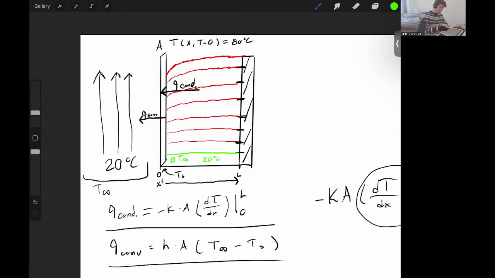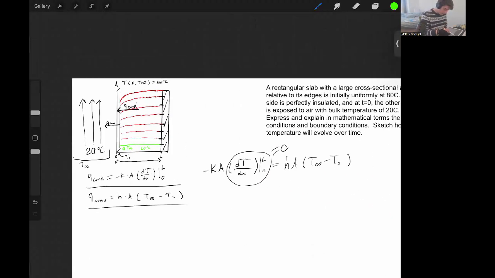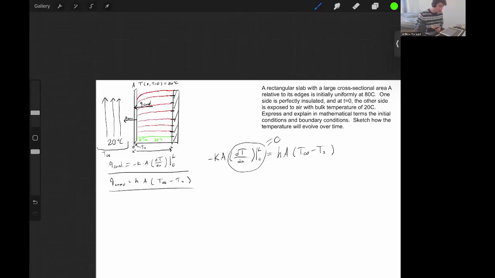And so there's going to be a straight line relationship between the surface area of the left side exposed to the air and the insulated side. And so that is how we can sketch the temperature over time for this rectangular slab.